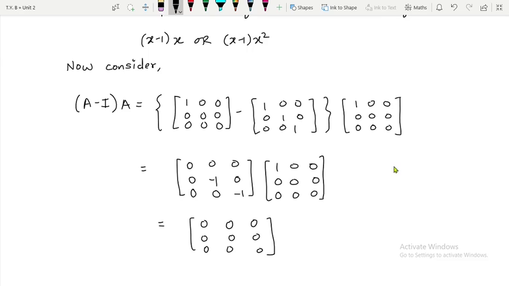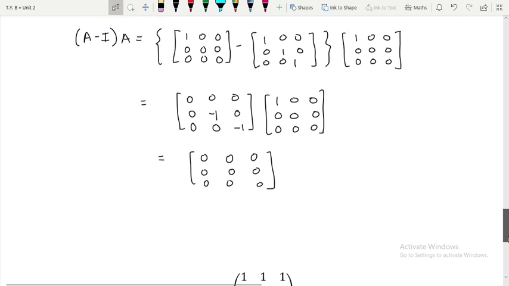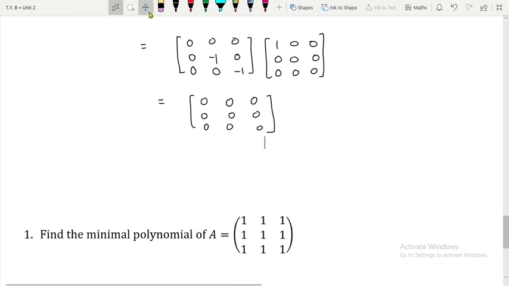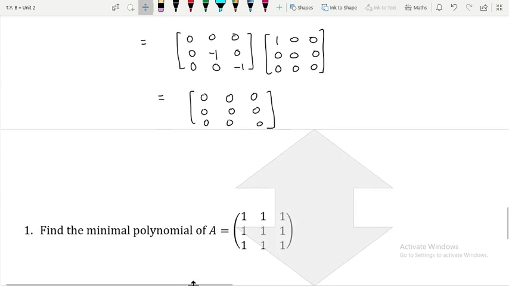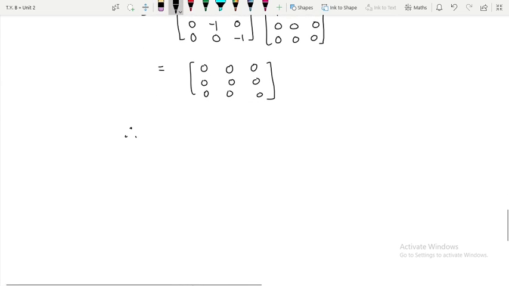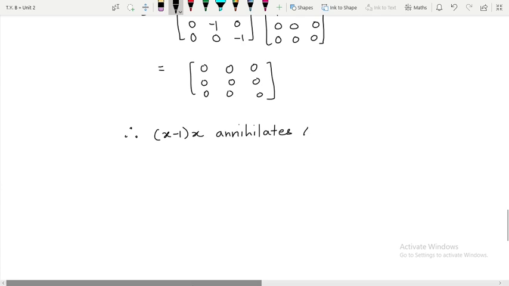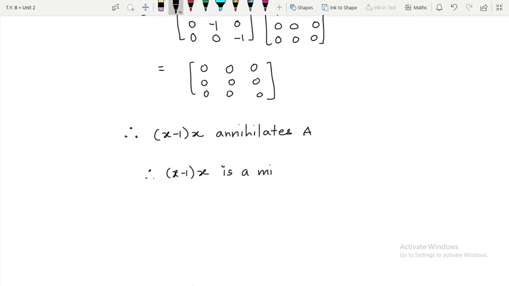So yes, this x minus 1 multiplied by x is an annihilating polynomial of matrix A. So therefore I'll say x minus 1 multiplied by x annihilates A, and therefore this x minus 1 multiplied by x is a minimal polynomial. Even you can say the minimal polynomial, because the minimal polynomial is unique, of A. Okay, I'll call it as sum 3.